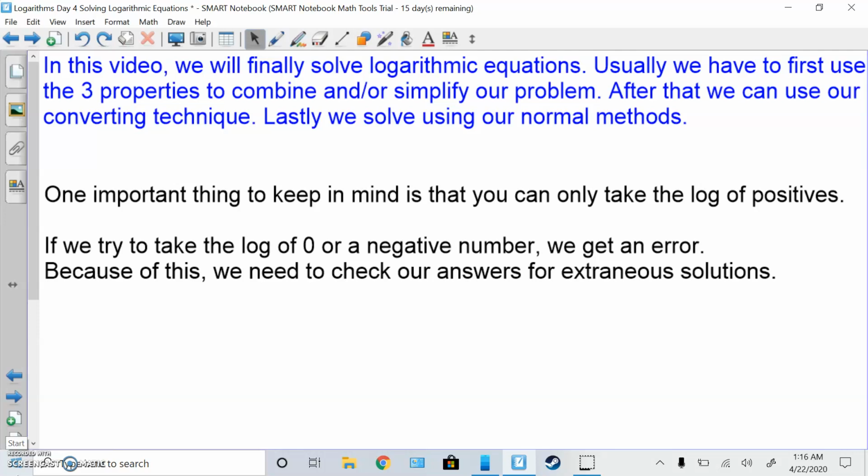Usually we first have to use the three properties to combine or simplify our problem. After that, we can use our converting technique, and then finally we use our normal solving methods. For example, if it's linear, get x by itself. If it's quadratic, set it equal to 0, and then use the quadratic formula or factor.